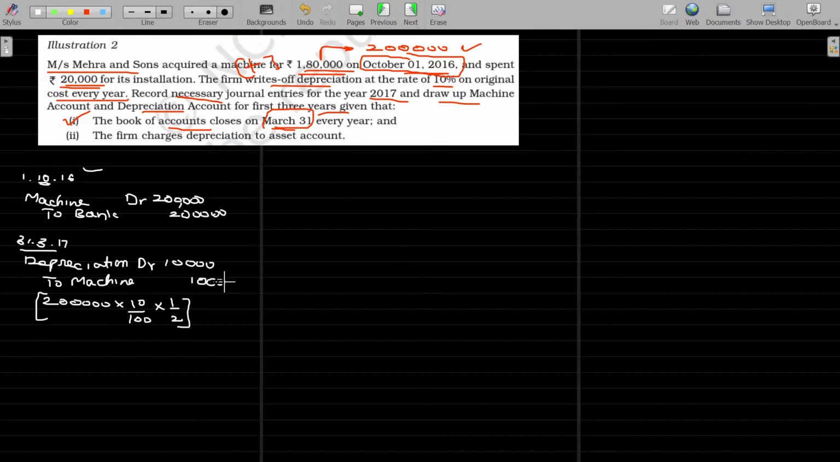By the year end, whatever the depreciation amount is will be transferable to the P&L account. So profit and loss account debit to depreciation.